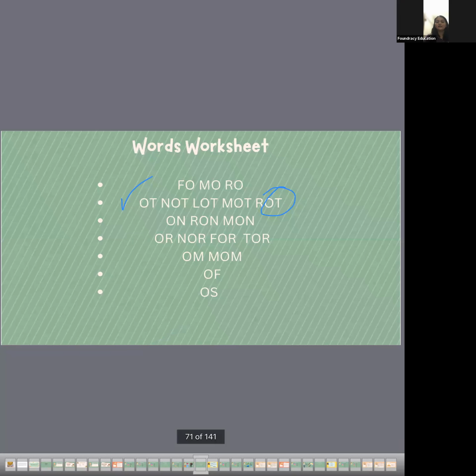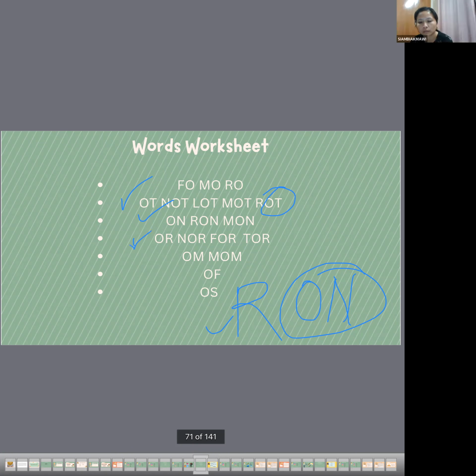Similarly, the rhyme in the third line is maybe "on". So if kids are able to just focus on this rhyme and associate letters, "on" is the rhyme in all the words, and they are able to spell "on". So they need to just focus on the initial sound that you're saying, which is "on", it's ron. Similarly, "on", mon. Similarly, "or", it's nor. So the rhyme in this line is "or". So it's "or", for. So this is how we are helping kids make different words.